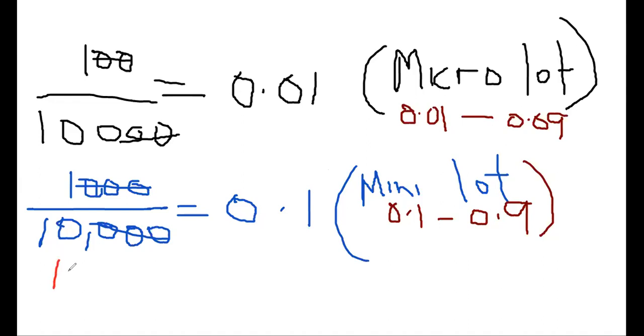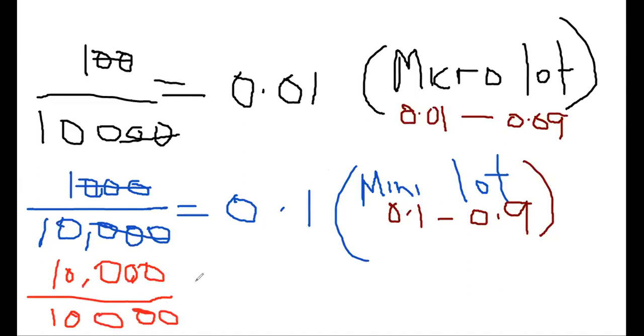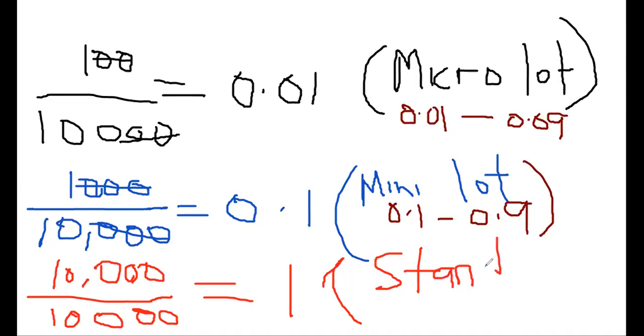The last one is a standard lot size. The standard lot size is somebody who has $10,000 upwards in the market. So that's 10,000 over 10,000, which is 1. So this is a standard lot size. The standard lot size is a lot size that ranges from 1 upwards, that is, greater than or equal to 1.